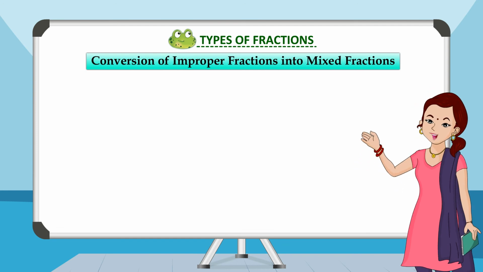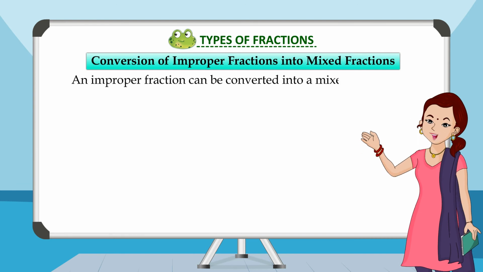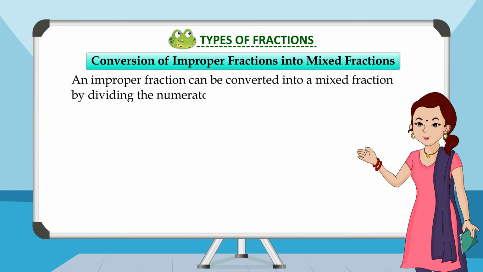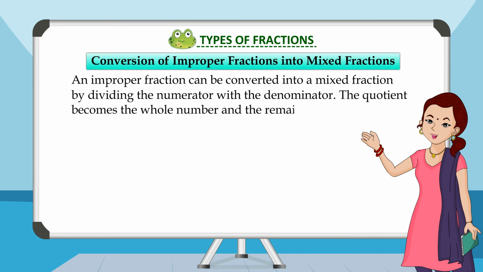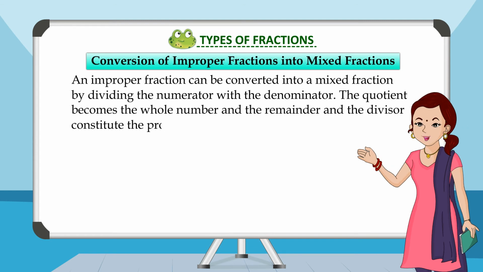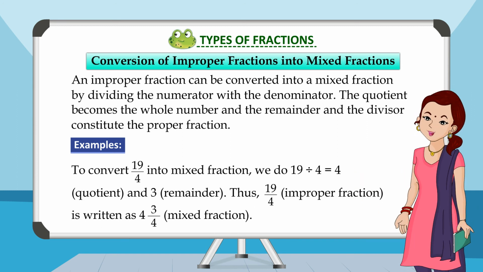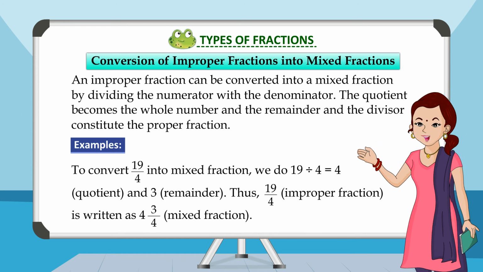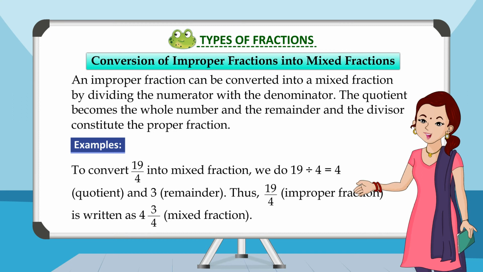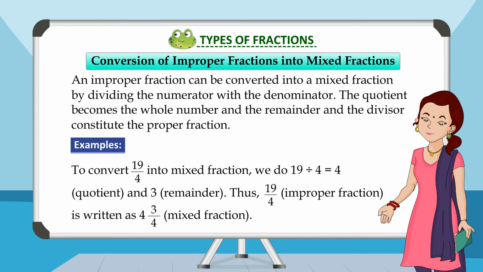Conversion of improper fractions into mixed fractions. An improper fraction can be converted into a mixed fraction by dividing the numerator with the denominator. The quotient becomes the whole number, and the remainder and the divisor constitute the proper fraction. For example, to convert 19 upon 4 into a mixed fraction, we do 19 divided by 4 is equal to 4, quotient, and 3, remainder. Thus, 19 upon 4, improper fraction, is written as 4 and 3 upon 4, mixed fraction.